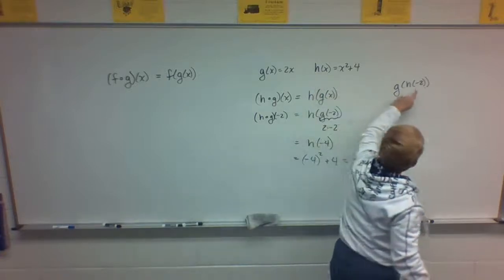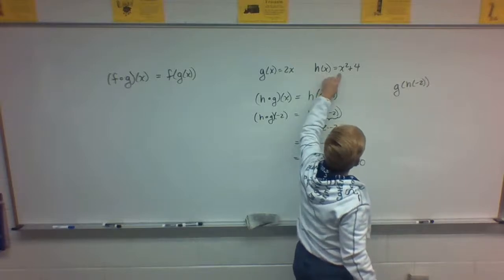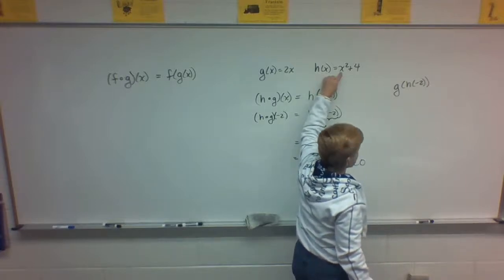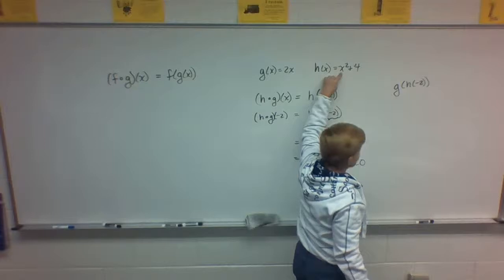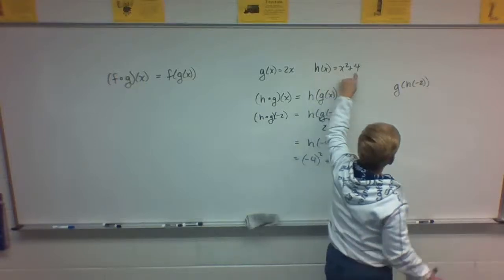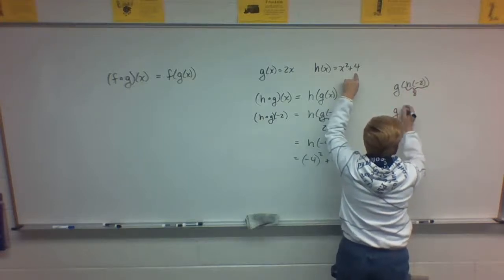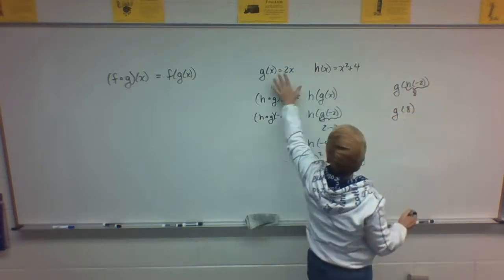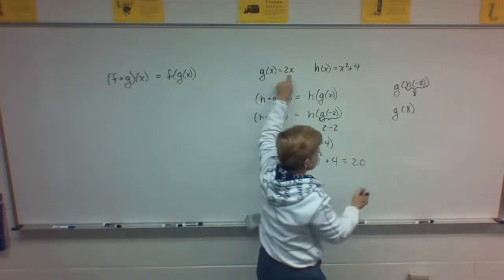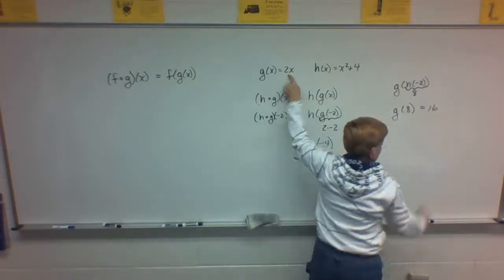So if I find H of -2, I come up here to H, I plug in -2, and I get -2 squared, which is 4, right? -2 times -2, that's 4. Plus 4 is 8. So this right here turned out to be 8. What I'm really finding is G of 8. So I go over here to G and plug in an 8 for X and I get 16. That's the final answer for that question.